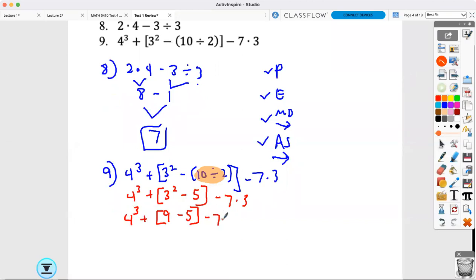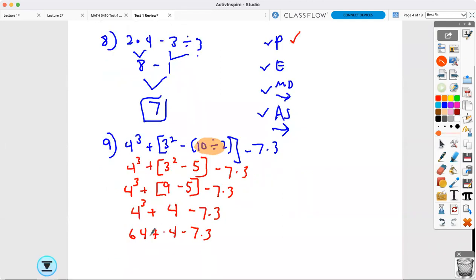Can someone tell me what 9 take away 5 is? 4. Good. Bring down everything else. So now we're done with parentheses. P is done. Exponents, 4 cubed. 4 times 4 times 4. That is 64. Bring down everything else. So we're done with exponents.